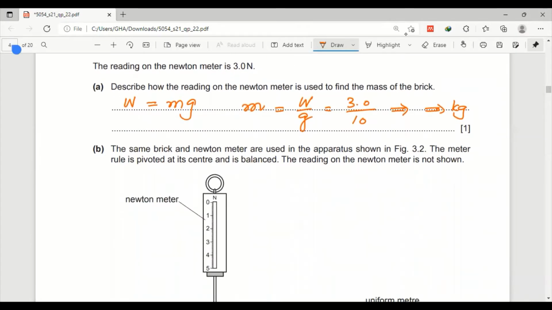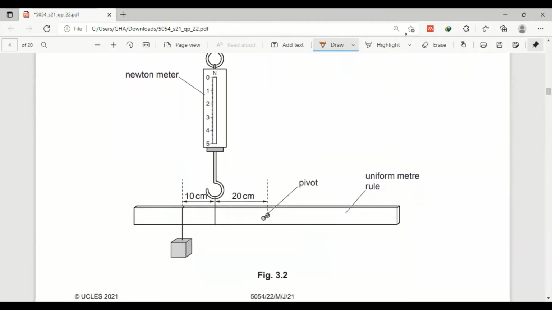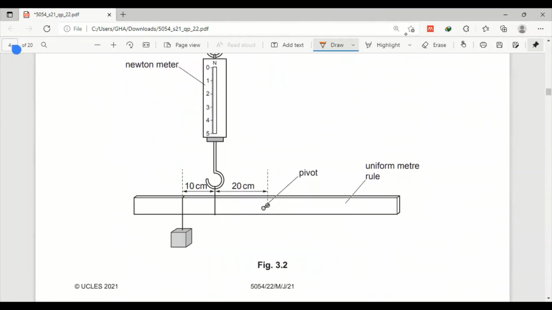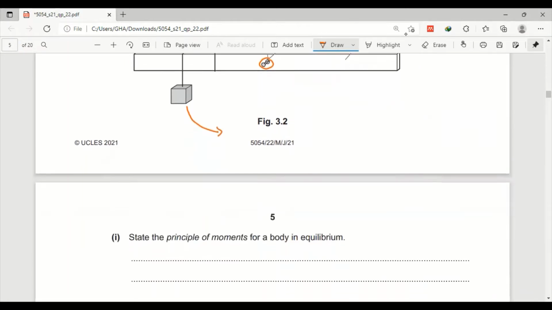Next, the same brick and the Newton meter are used in the apparatus shown. The meter rule is pivoted at the center, and is balanced. The reading on the Newton meter is not shown. So this is the diagram. So this is the pivot. This block is trying to rotate in this direction, anti-clockwise, but the force exerted by the Newton meter in this direction, clockwise, it is balanced.